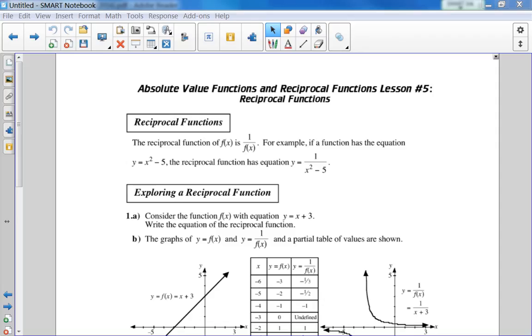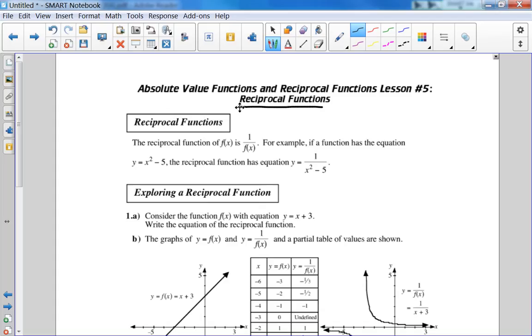If you look at the title here, the lesson is called Reciprocal Functions, and the entire unit is called Absolute Value Functions and Reciprocal Functions. So there's only one lesson on the reciprocal. They're not entirely related, but it looks like they put them together. They might have some similarities, but really this reciprocal thing sort of stands on its own.